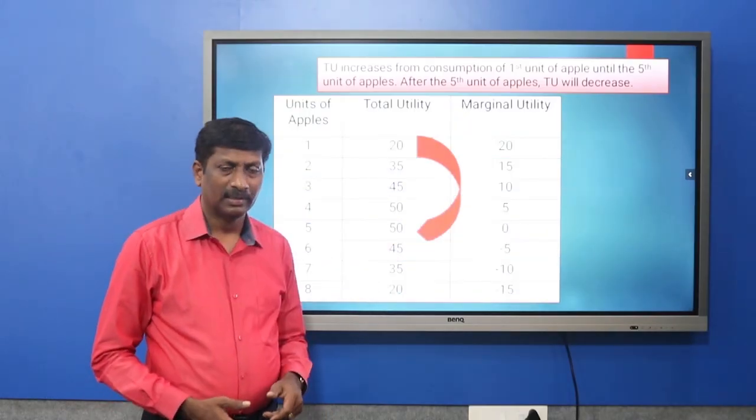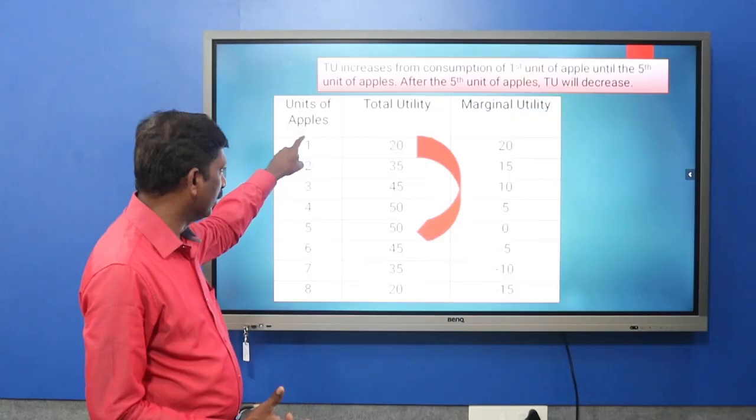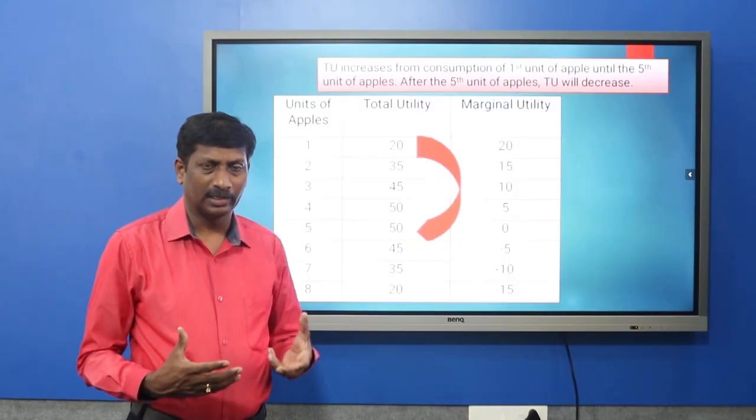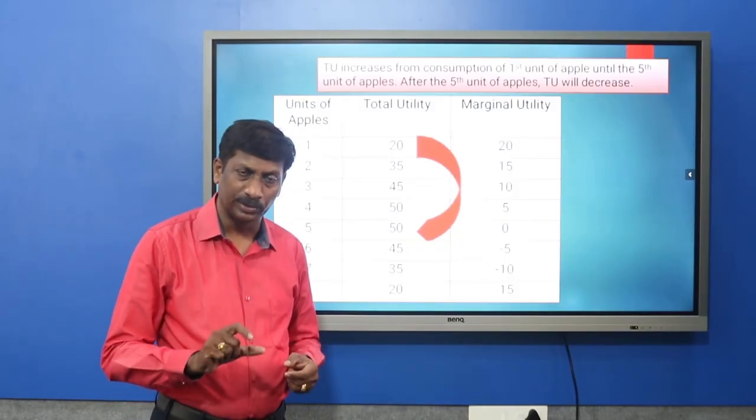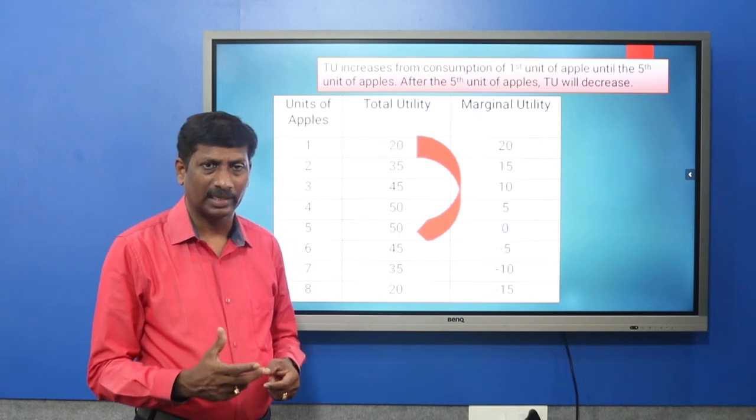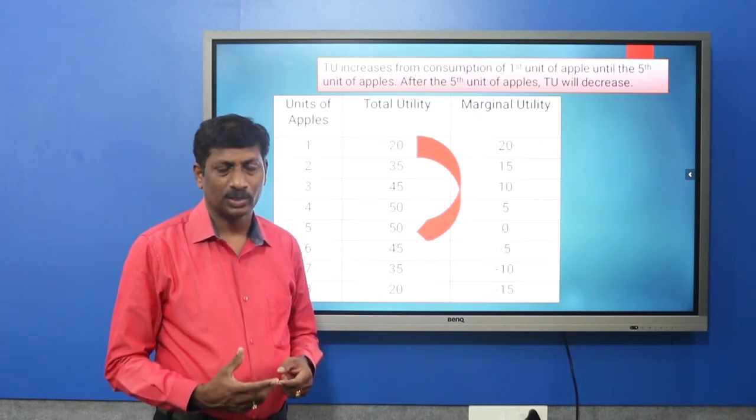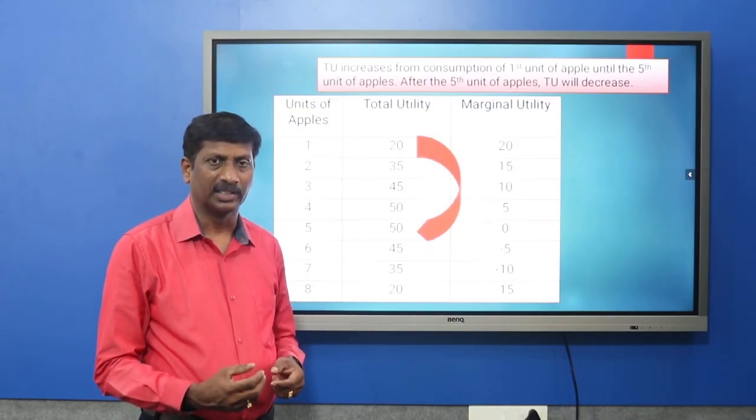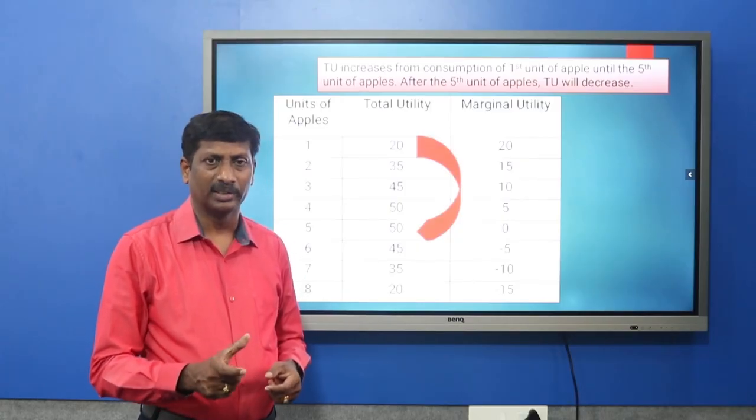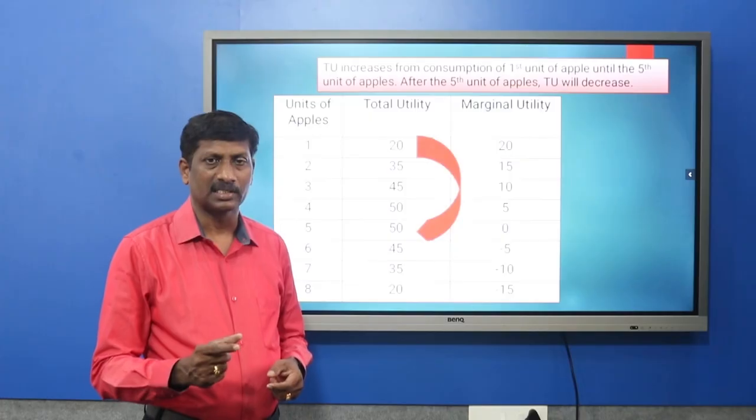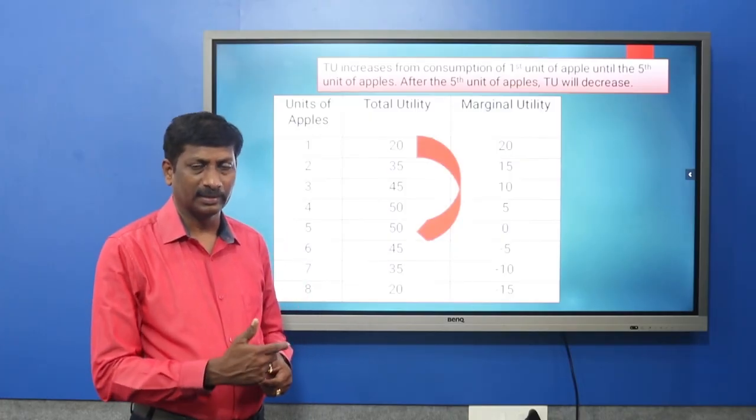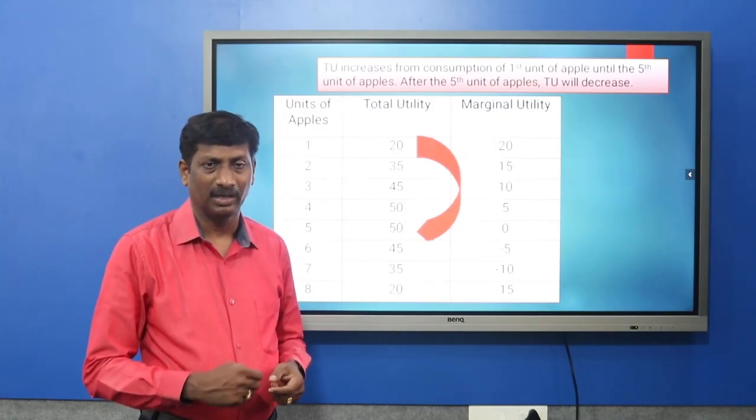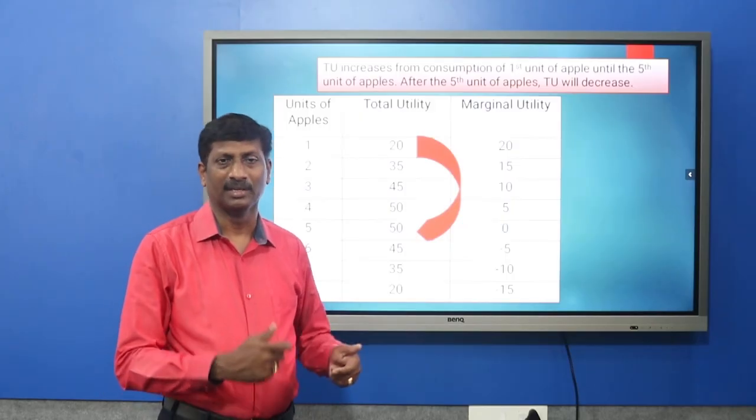So in the table, the commodity the consumer consumes is apples. From the first consumption, he gets a total of 20 units, in other words 20 utils. The term util is used to explain units. To analyze the satisfaction, Alfred Marshall used the term utils. Utility is the word for satisfaction. Utils is the word for units. And this theory is a cardinal utility theory. That means, according to Alfred Marshall, utility or satisfaction is measurable in cardinal numbers.